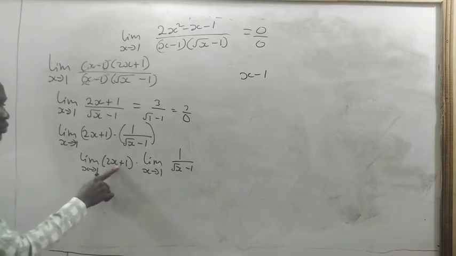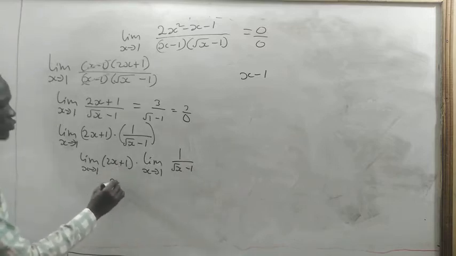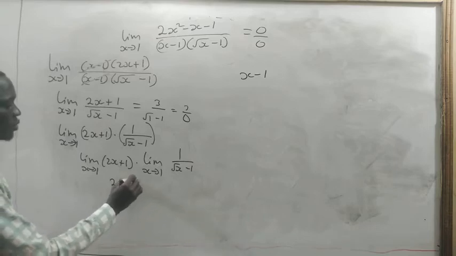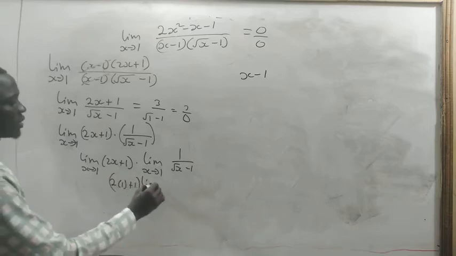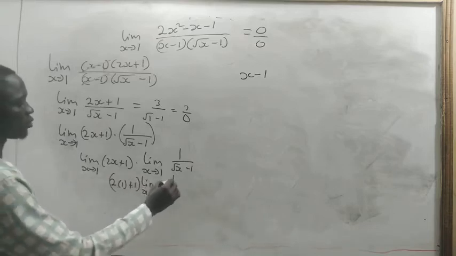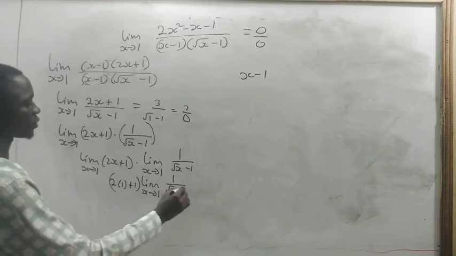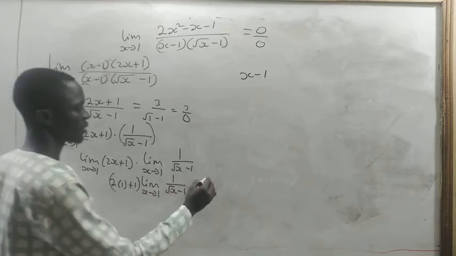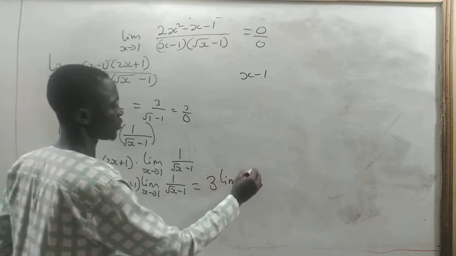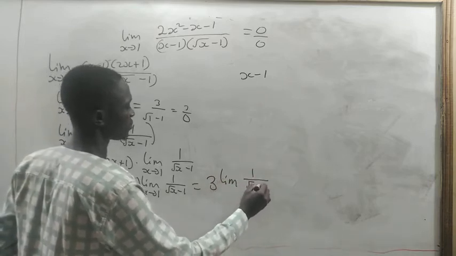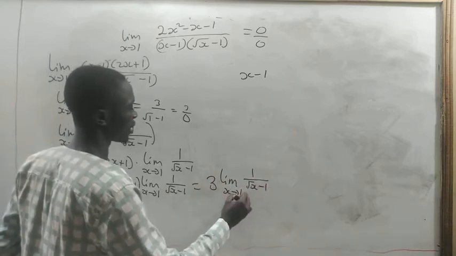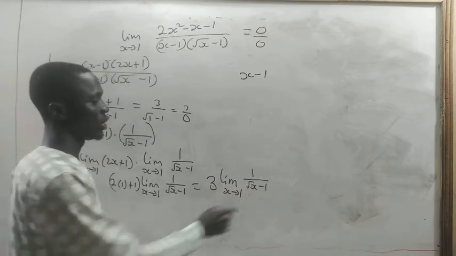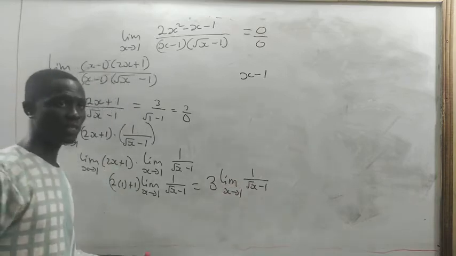If we put in 1 here, we are going to get 2 times 1 plus 1, and the limit as x approaches 1, 1 divided by square root of x minus 1. And this will give me 3 times the limit of 1 divided by square root of x minus 1 as x approaches 1. Now here, we still have division by 0, which is undefined.